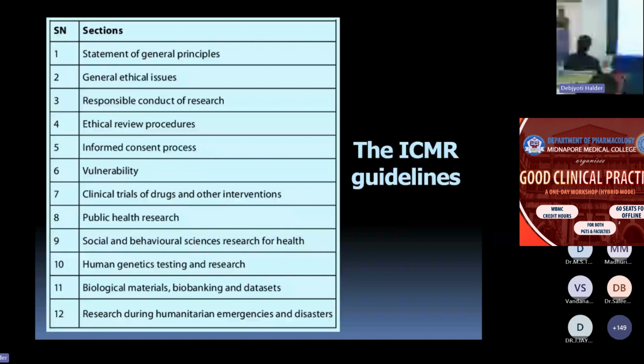Some special issues related to clinical trials, special issues related to public health research, special issues related to social and behavioral sciences research, special issues related to genetic research, and a new element which was not there in the earlier guidelines, biobanking. That means preserving human tissue samples, genetic information, medical records, body parts, etc. for future research, and then research during humanitarian emergencies and disasters. So we'll briefly look at some of these elements.